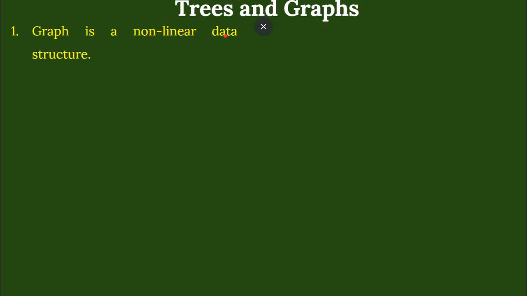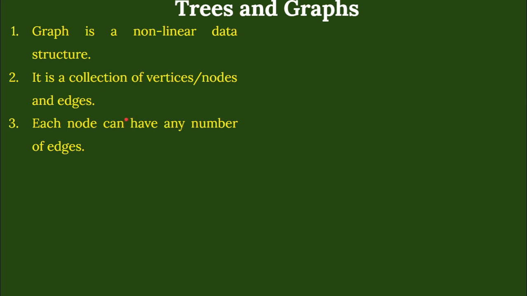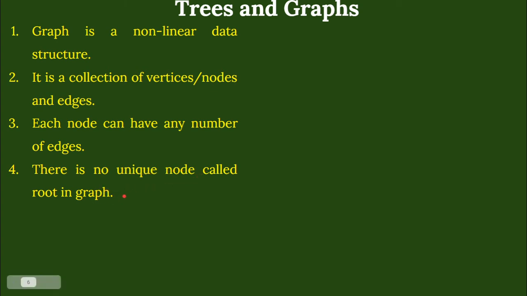A graph is a non-linear data structure and it is a collection of vertices, nodes and edges. Each node can have any number of edges. There is no unique node called the root in the graph. But in the tree we have a unique node called the root. And a cycle can be formed in the graph.